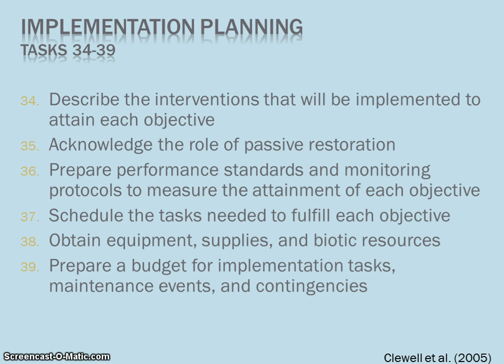Step 3, implementation planning, includes performance standards, monitoring protocols, setting the schedule, and establishing the budget. In this step, passive versus active restoration is considered and performance standards are established with monitoring protocols identified. Keep in mind that each objective should be quantitatively measured so that project success is clear. Any needed equipment, supplies, or biotic resources should be obtained at the time of scheduling so that all steps in the restoration project can move smoothly.